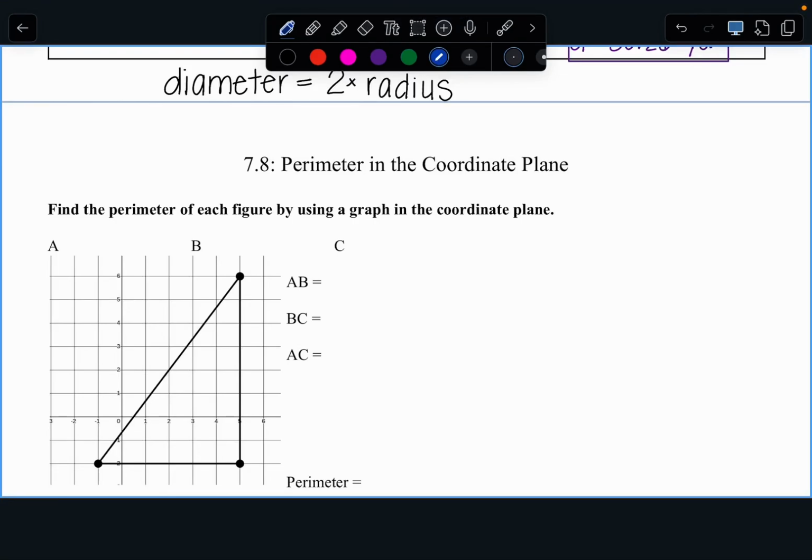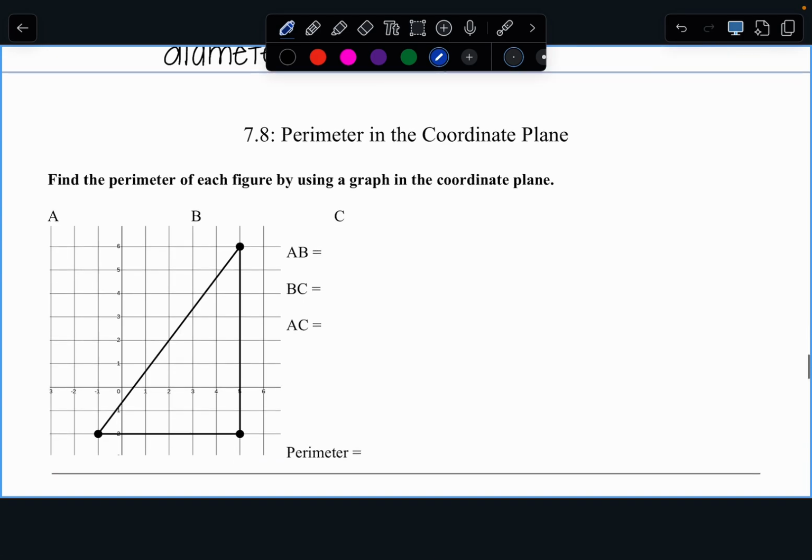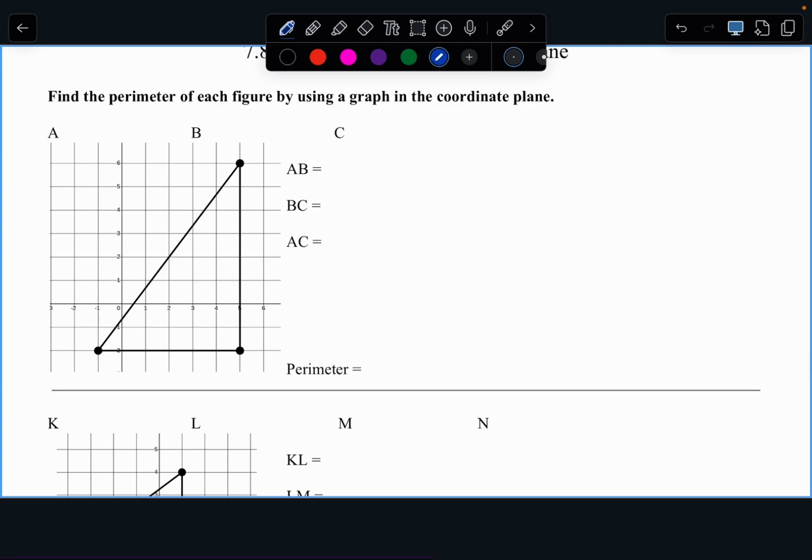All right, today we are working on 7.8, which is dealing with perimeter in the coordinate plane. So basically what we're doing, we will either be graphing or it will already be graphed some kind of shape, and we want to find the perimeter of that shape. So let's go ahead and label this first. Let's say this bottom left one is A, bottom right is B, and top is C.